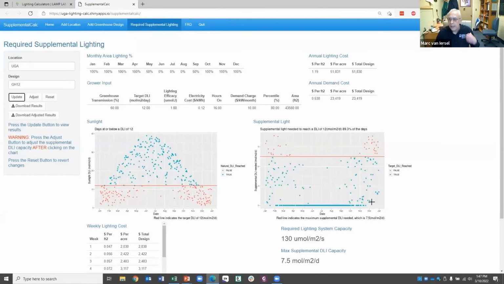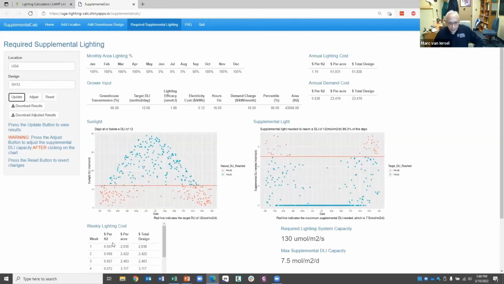And so now it has redone all of these same calculations, but now using information from the HPS fixture, and you can see that now the electricity cost has increased to almost $52,000, while the demand charge is $23,000 per year, which means that in total that's about $75,000 to provide that amount of light with HPS fixtures.